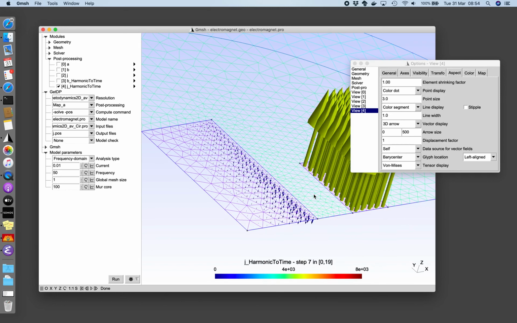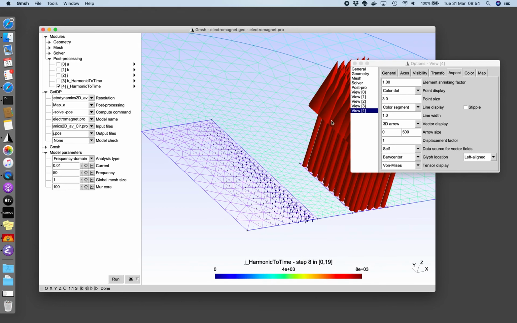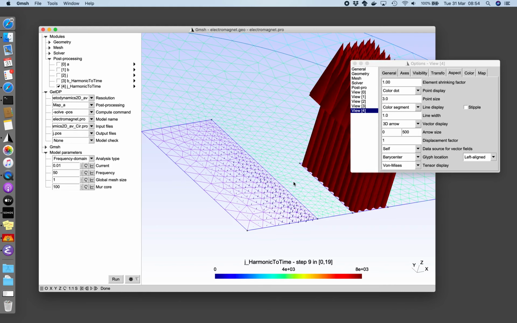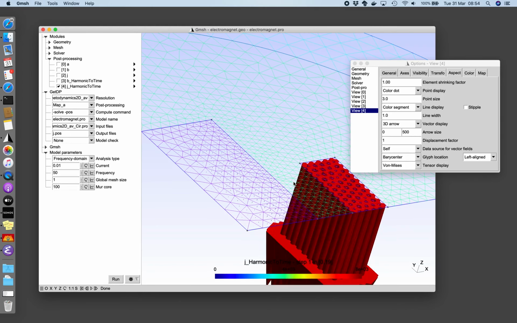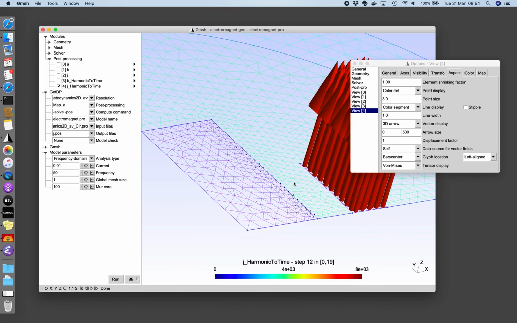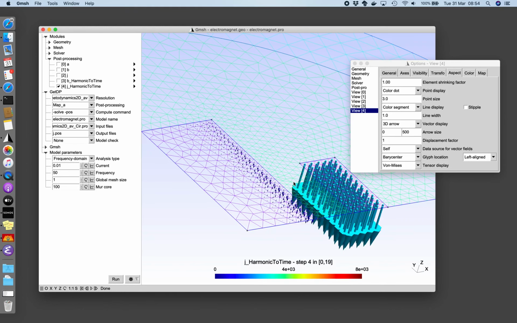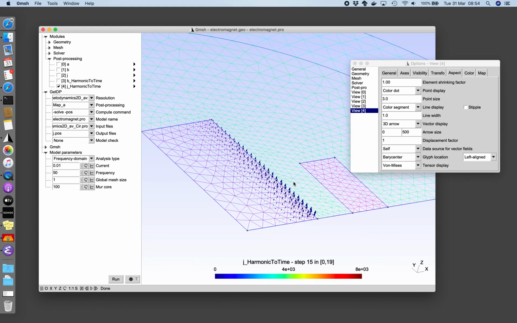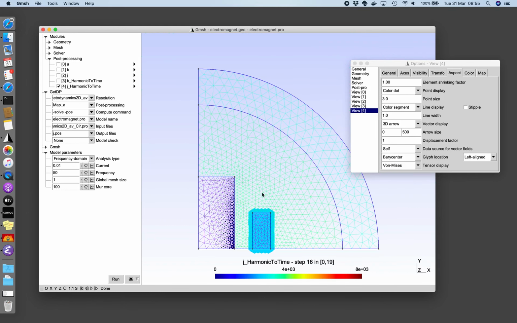So when my excitation current is going this way, the induced current goes the other way with a phase shift. And you see here the eddy currents in the core. You also directly see skin effect. You see that eddy currents are concentrated in the periphery of the core. And this will depend on frequency.